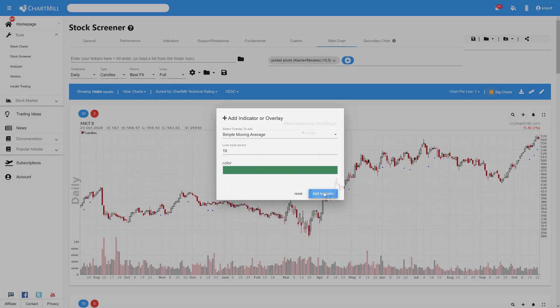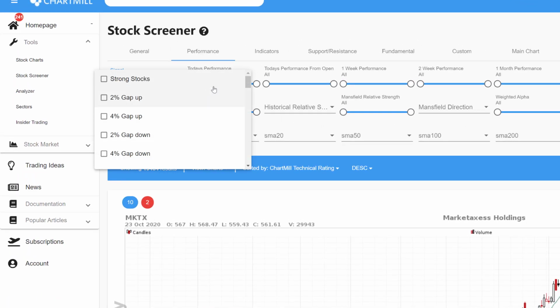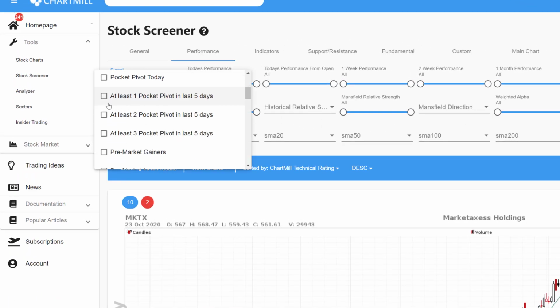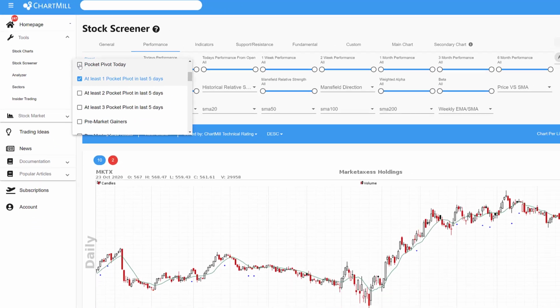The other screens speak for themselves, and of course you can also make combinations. You could, for example, select that there must be at least one pocket pivot in the last 5 days, but also set a condition that there must also be a pocket pivot today.